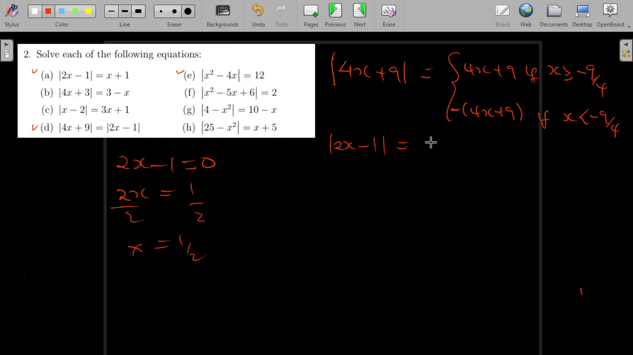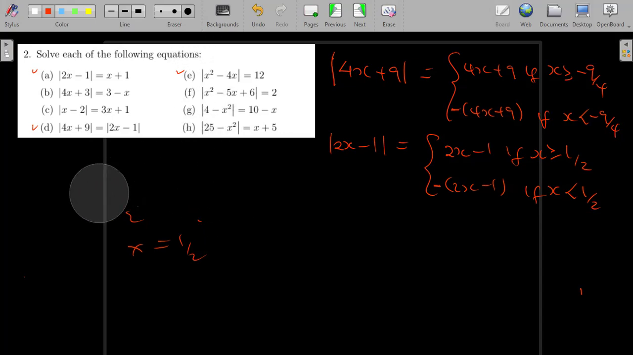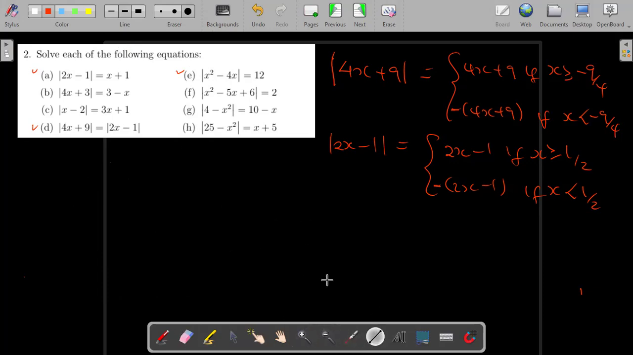To half. So the first one is going to be 2x minus 1 if x is greater than or equal to half. Then the other one is going to be negative 2x minus 1 if x is less than half. So that's what you get. Now, having these two, we can graph these two. So how do I graph these two?